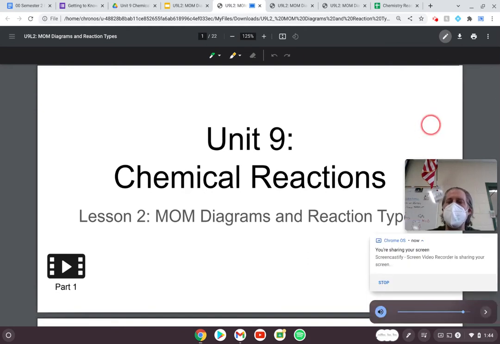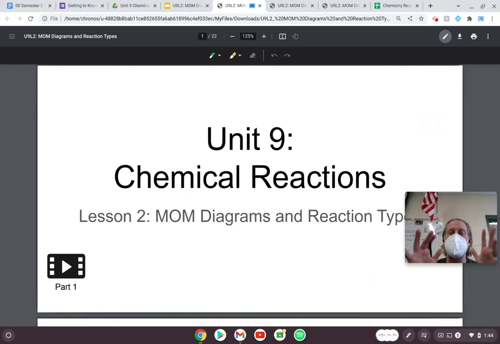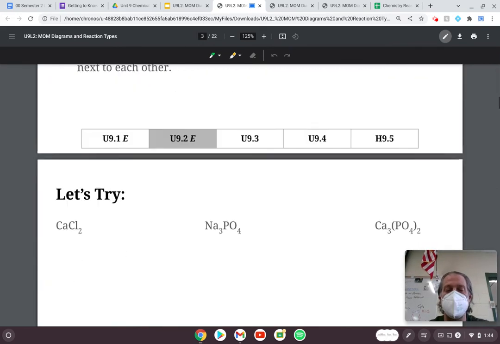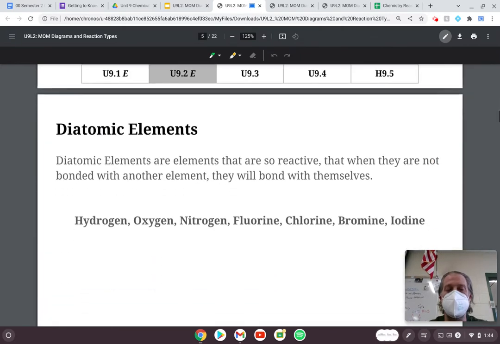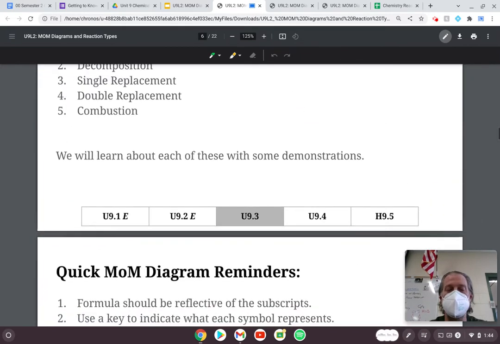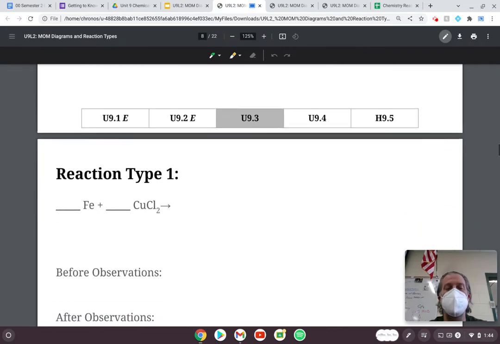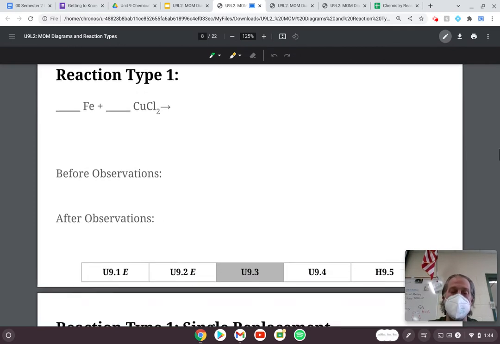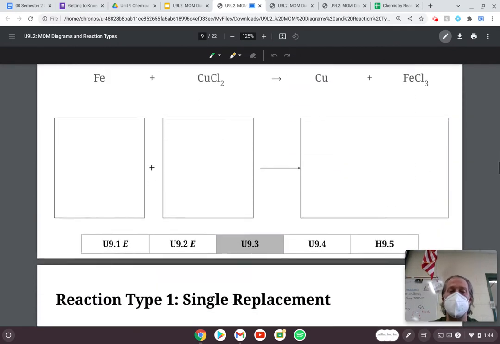Okay, so today we're going to wrap up the 5 different types of chemical reactions. We have already talked about the first type of reaction, which was, let's get down there. This one, reaction type number 1, in case you forgot, was called the single replacement reaction. Notes for that are posted on Google Classroom.